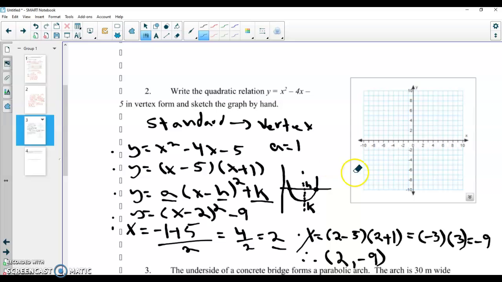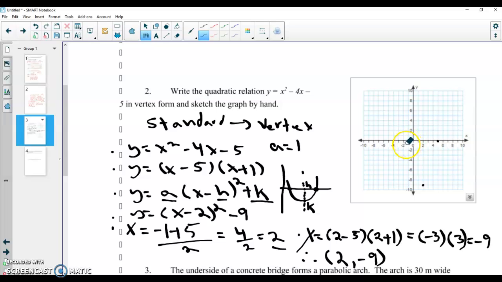And then you can go and sketch this by using some key points. So for example, you might have used your zeros. So you might have used 5, 0. So let's try that out. So 5, 0 over here. And then we have negative 1, 0 over here. And then we have a vertex, which is 2, negative 9. So 2 and negative 9 about over here. And then we can just gently sketch the parabola.